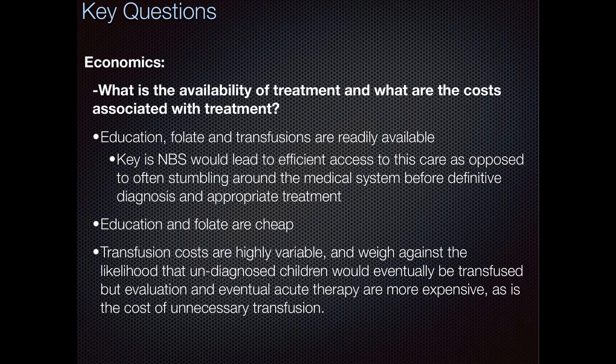What's the availability of treatment and what are the costs? Well, education is cheap. Folate and transfusions are all readily available. The key is that newborn screening leads to very efficient access to optimal care as opposed to families stumbling through the medical system before a definitive diagnosis and appropriate treatment. Education and folate are cheap. And transfusion costs are highly variable, but if they're not diagnosed and they're transfused emergently, acute therapy and care is much more expensive.